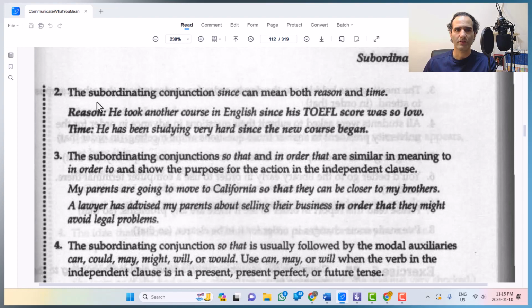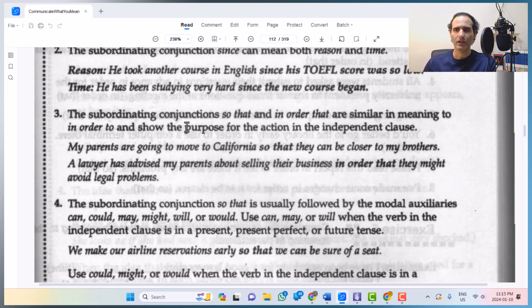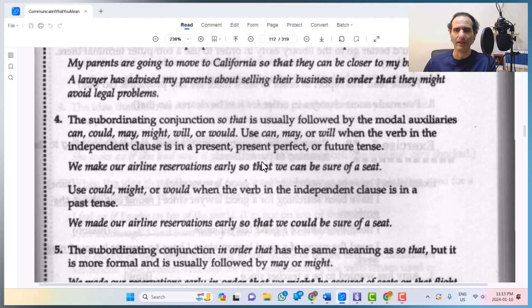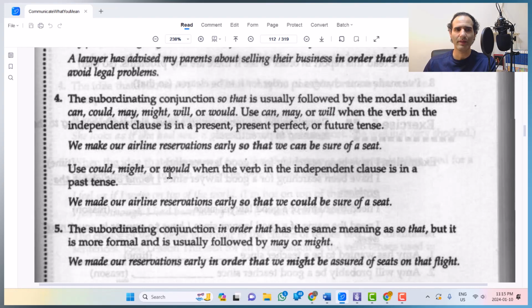Yeah, here it talks about since, talking about reason, since talking about time. In order to, here we have, in order that we have these examples that I told you about. Just one point here, it says we make our airline reservations early so that we can be sure of a seat. So we make, present tense, so that we can. We made our airline reservations early so that we could be sure of a seat. Okay, so past tense and could.